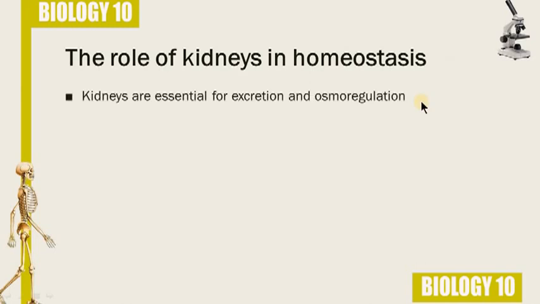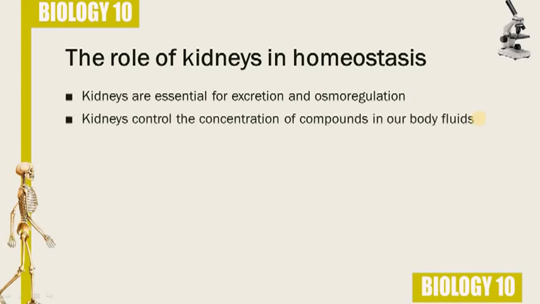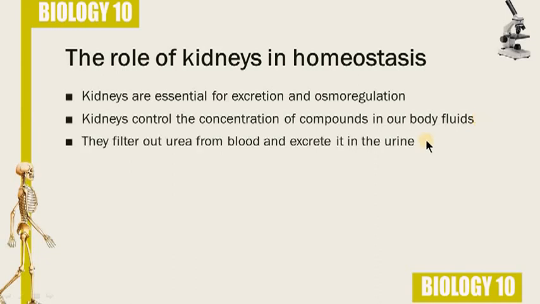Excretion and osmoregulation is a part of the homeostatic process. The kidneys are responsible for this. The kidney controls the concentration of compounds in our body fluids. They filter out urea from the blood, and it's removed in urine.